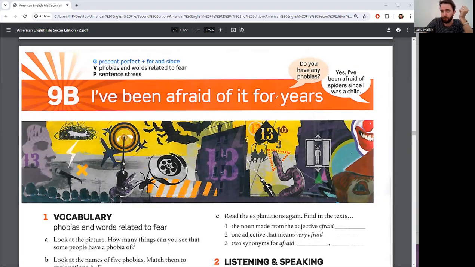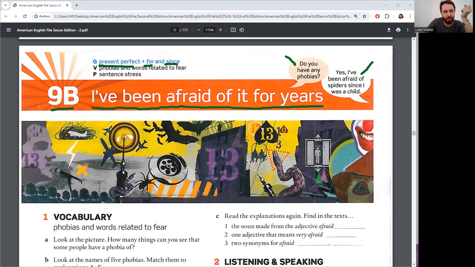Okay, this is Adults 3, Unit 9b. I've been afraid of it for years. Our grammar is the present perfect with for or since. For example, do you have any phobias? Yes, I've been afraid of spiders since I was a child.